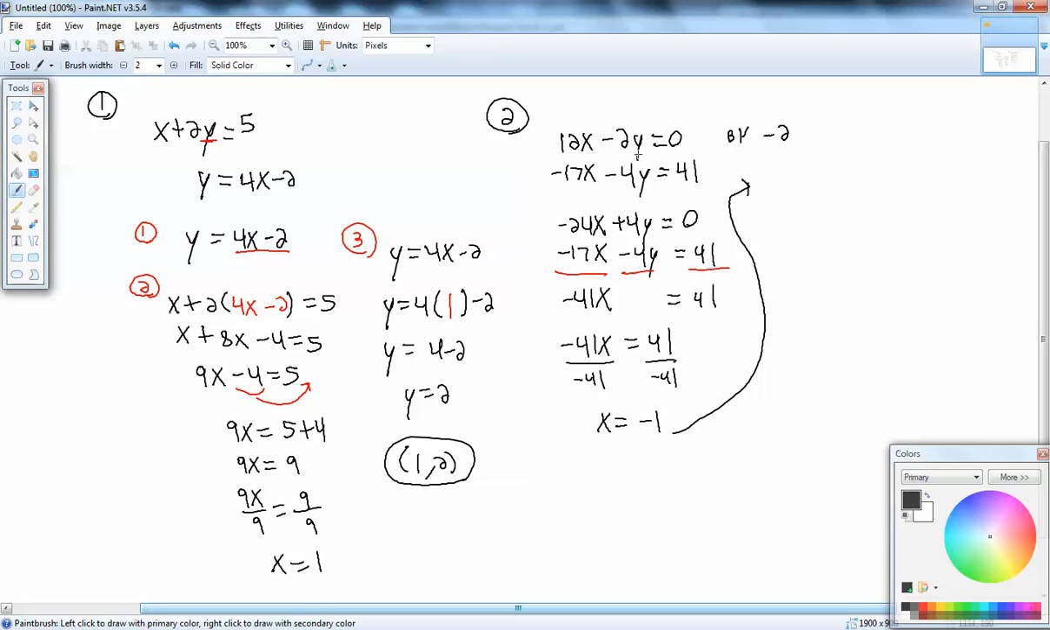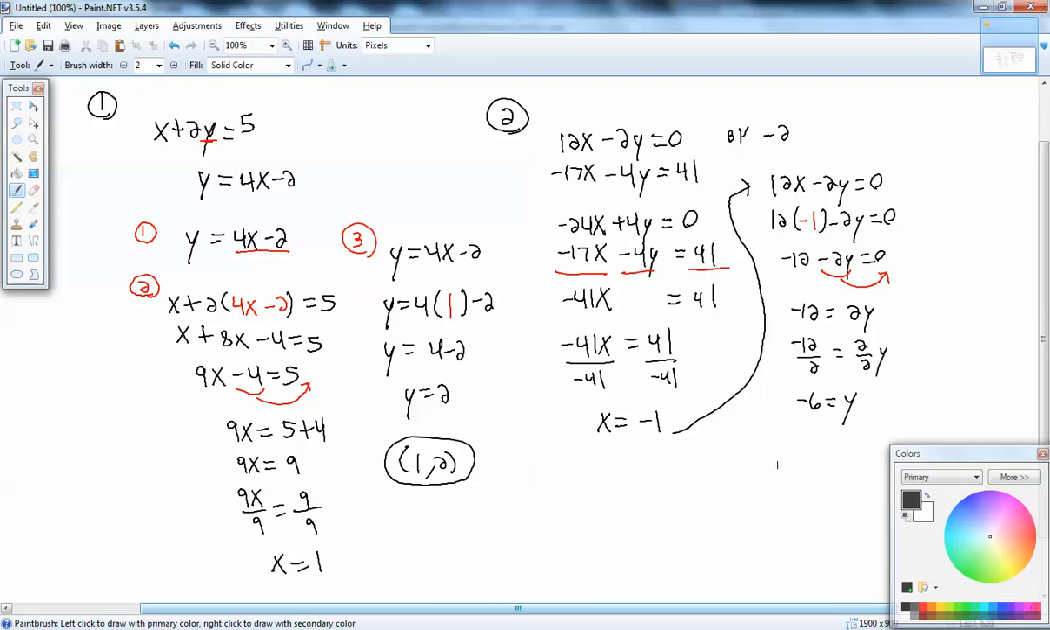Now we're going to plug that back into one of our equations. It doesn't matter which one, whichever one you think's easiest. First one looks a little simpler to me, so I'm plugging in 12x minus 2y equals 0. We just said that x is equal to negative 1, so we're going to replace the x here with negative 1. 12 times negative 1 is negative 12, minus 2y equals 0. I'm going to take the negative 2y and move it to the right side. You move anything across your equals, your sign changes, so it becomes a positive 2y. And then divide both sides by 2. And we get y is equal to negative 6.